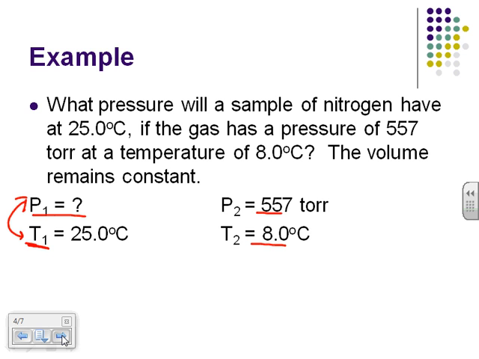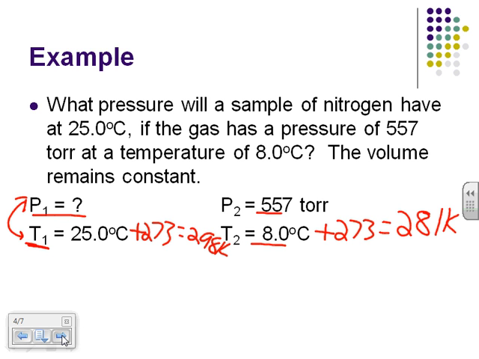The whole key here, again, is Kelvin. Plus 273 will give us our Kelvin temperature. That's going to be 298. And if we add 273 here, it would be 281 K. So again, change everything to Kelvin. Then we have our formula: P1 T2 is equal to P2 T1.